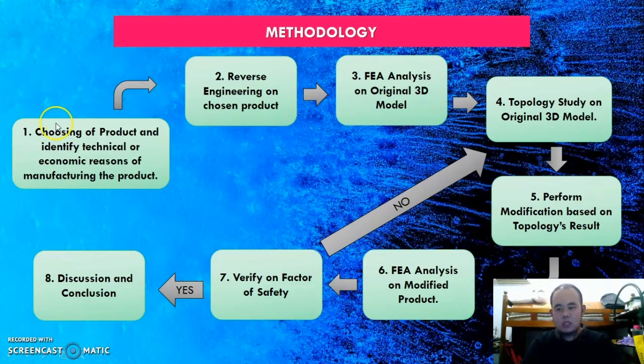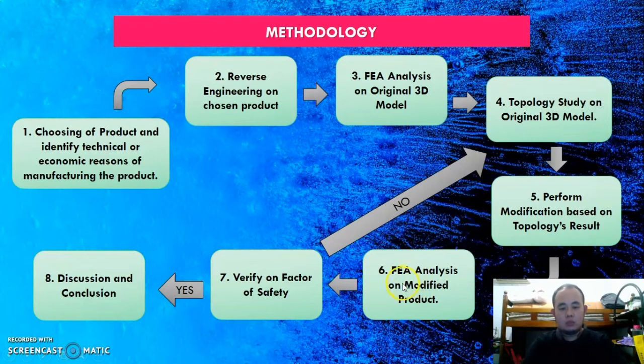So firstly, we can see here we have to choose a product and identify its technical and economic reasons for manufacturing that product. Then after that, we will proceed to reverse engineering on the chosen product. And later, we will perform the first FEA analysis on the original 3D model, which is before modification. And later, we perform a topology study on the original 3D model. Then, we will perform the modification after the topology study, based on the topology results. And after that, we perform FEA analysis again on the modified product.